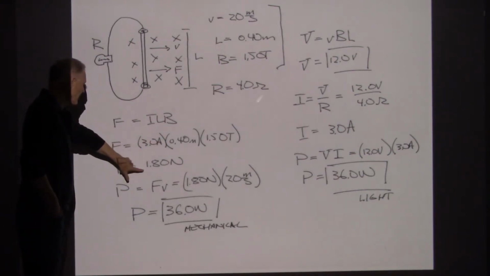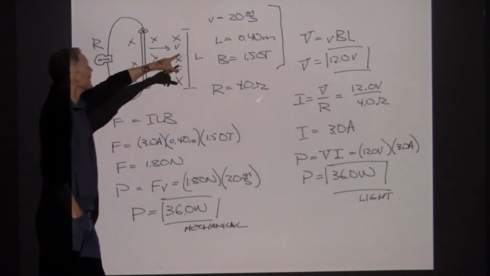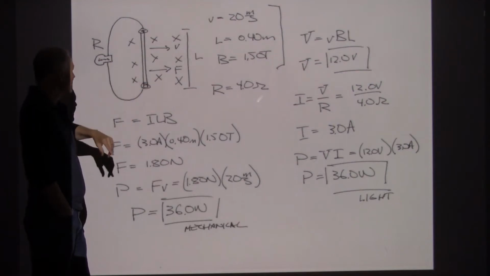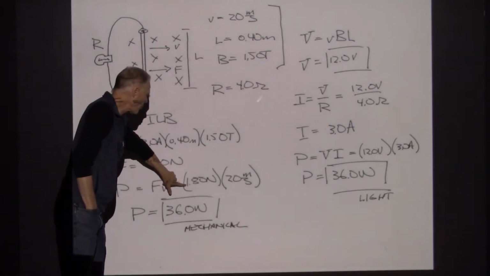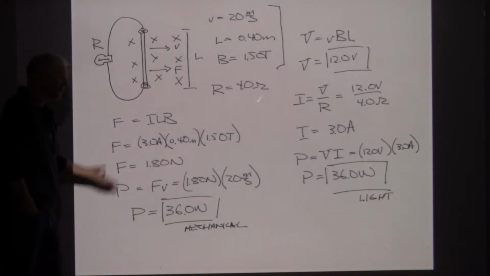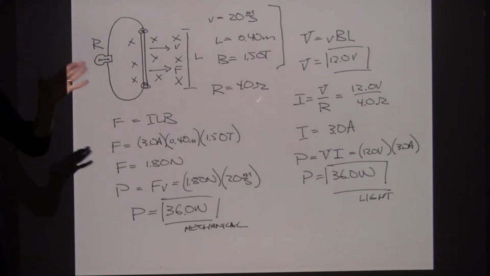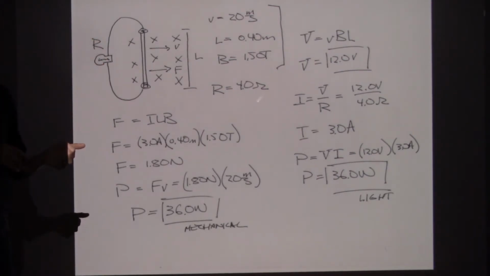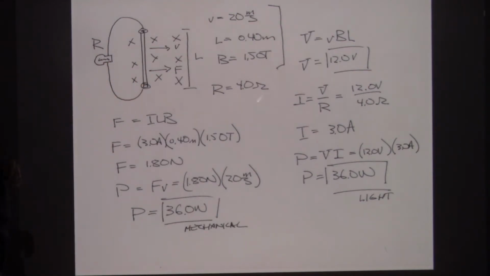Putting those numbers together, I end up with a force of 1.8 newtons. That's not very big, but I have to push this at 20 meters per second. Ooh, that's pretty fast. So 1.8 newtons times 20 meters per second is 36 watts. We ran the formulas before, and now we're just putting numbers in and looking at the numbers side by side.